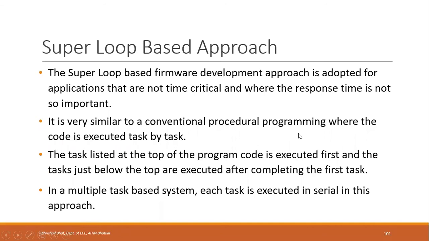It is very similar to conventional procedural programming, where the code is executed task by task, one after the other sequentially. The task listed at the top of the program code is executed first, and the tasks just below are executed after completing the first task. Then the next task, one by one. So in a multiple task based system, each task is executed serially, that means sequentially.